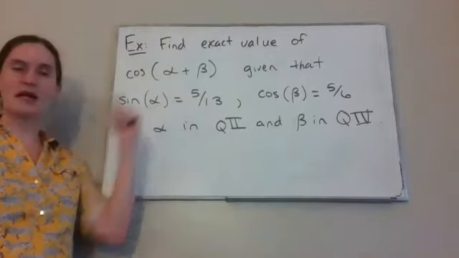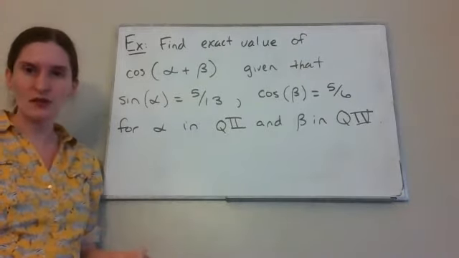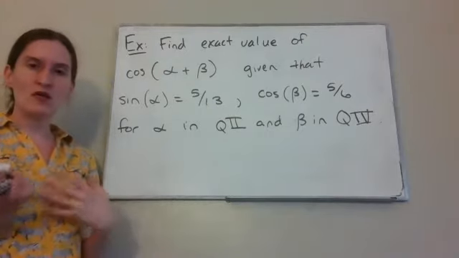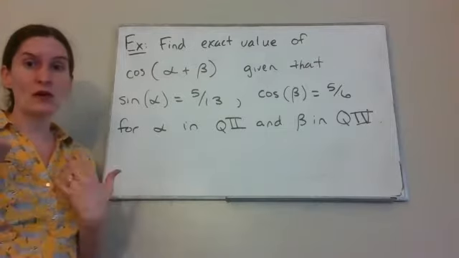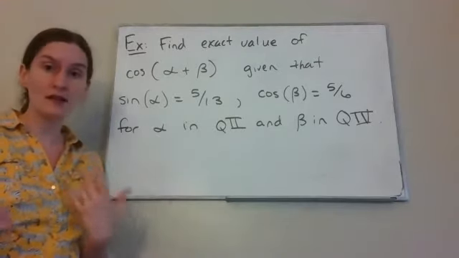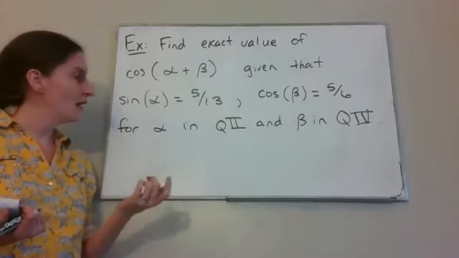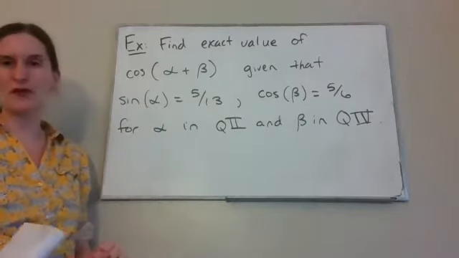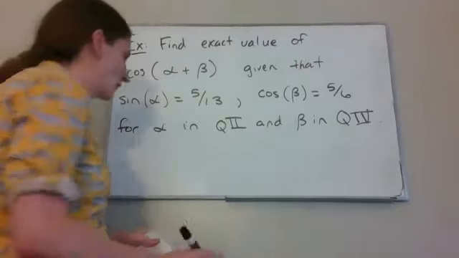Now you can see my cosine of alpha plus beta, we're going to want to use that sum or difference formula to do it. But in order to use my sum and difference formula, I'm going to need to know what sine of alpha, sine of beta, cosine of alpha, and cosine of beta are. But they only give me 2 of those values and not the other 2. But we can figure out the other values.